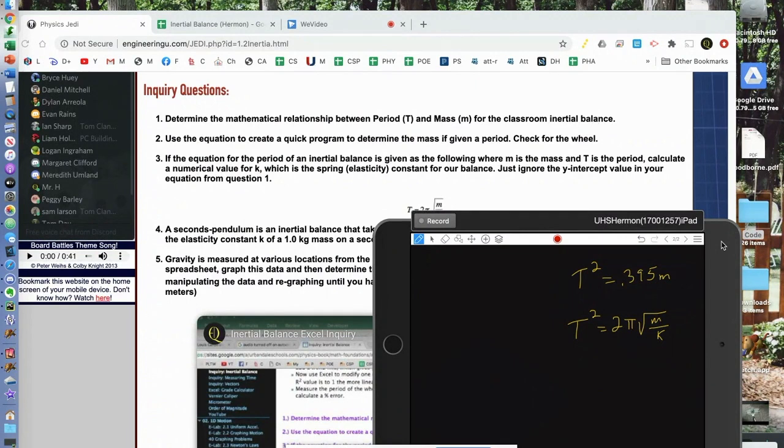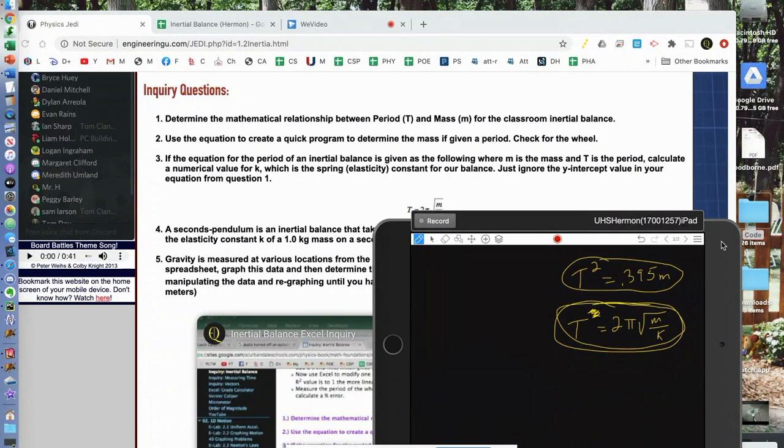All we were trying to do is figure out the relationship between period and mass. We figured out that period squared is proportional to mass, with this constant 0.395. Hopefully you understood that part. Now here's the actual physics equation, which is great because it shows the relationship is the same. Whoops, sorry, that's not period squared. That's period is proportional to 2 pi times the square root of m over k.